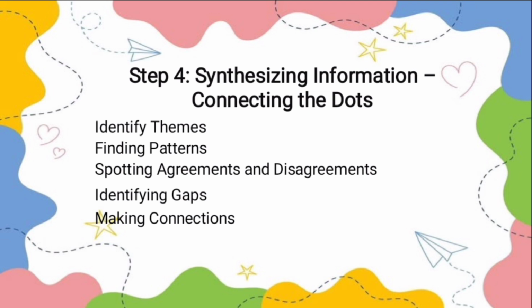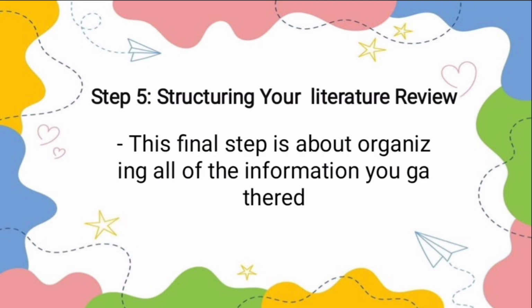And now let us move on to the last step, step 5, structuring your literature review. So this final step is about organizing all of the information you gathered. So structuring your literature review is like giving your reader a clear map of the research. You choose how to group the information by topic, trend, etc. This creates a logical flow, making it easy to understand what's known and where the gaps are. A good structure helps your reader follow your understanding of the research landscape.